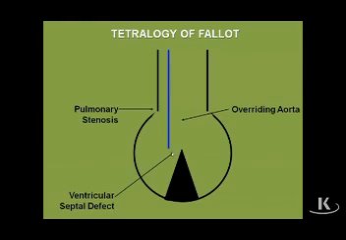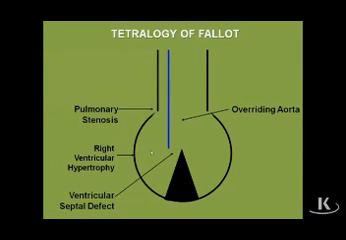The fourth element we said was right ventricular hypertrophy, and that's not really a defect. That's a result of the defect. It's a physiological result of the defect because this right ventricular wall is working very hard to pump blood through the stenotic outflow pathway. It hypertrophies. So the right ventricular hypertrophy is a result of the defect as opposed to being a part of the defect.